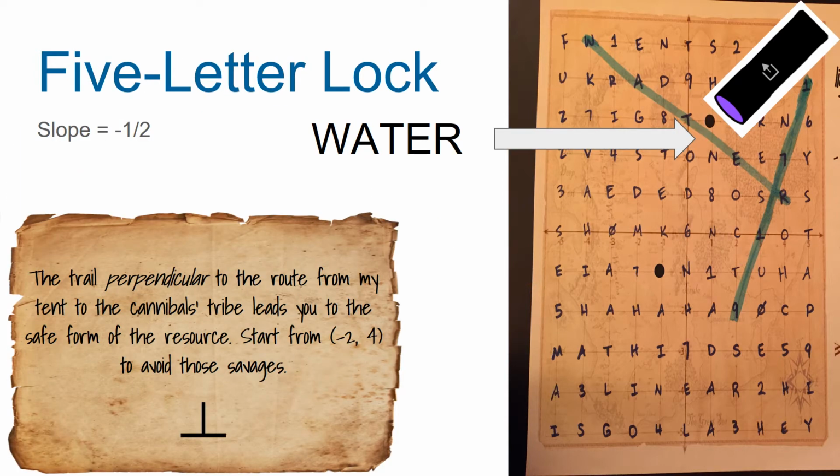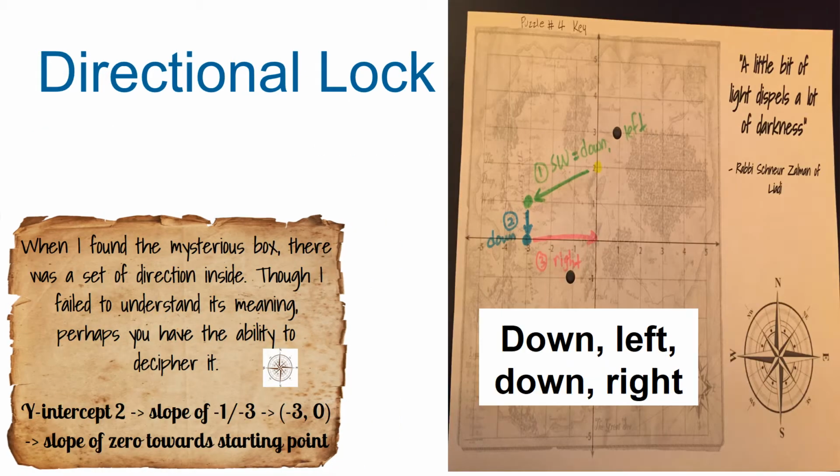The third puzzle is the same concept and is used for the 5-letter lock. Students will be starting at point -2, 4 and draw a linear line with a slope of -1/2 for the perpendicular line. Using the UV flashlight, they will find the hidden message water for the 5-letter lock.